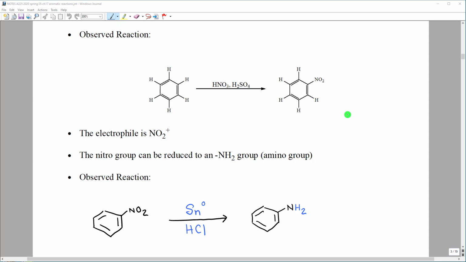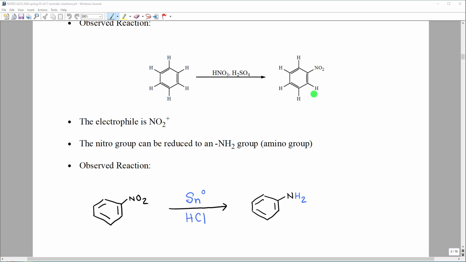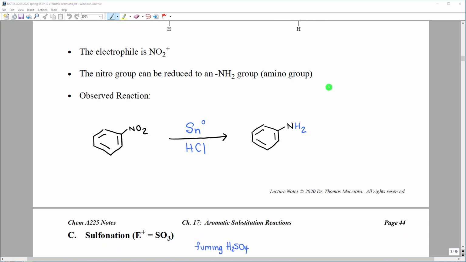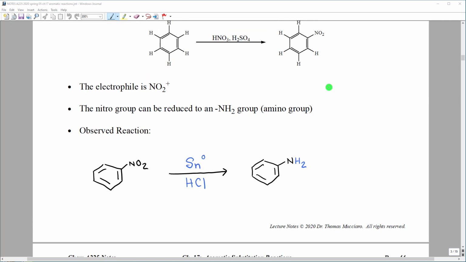We're not going to discuss the mechanism of how the electrophile is formed in this case. It is actually NO2 plus, which is formed under these conditions, and then it reacts immediately with the ring. One of the useful things about nitration is that the nitro group can be reduced to an NH2 group, which we call an amino group.